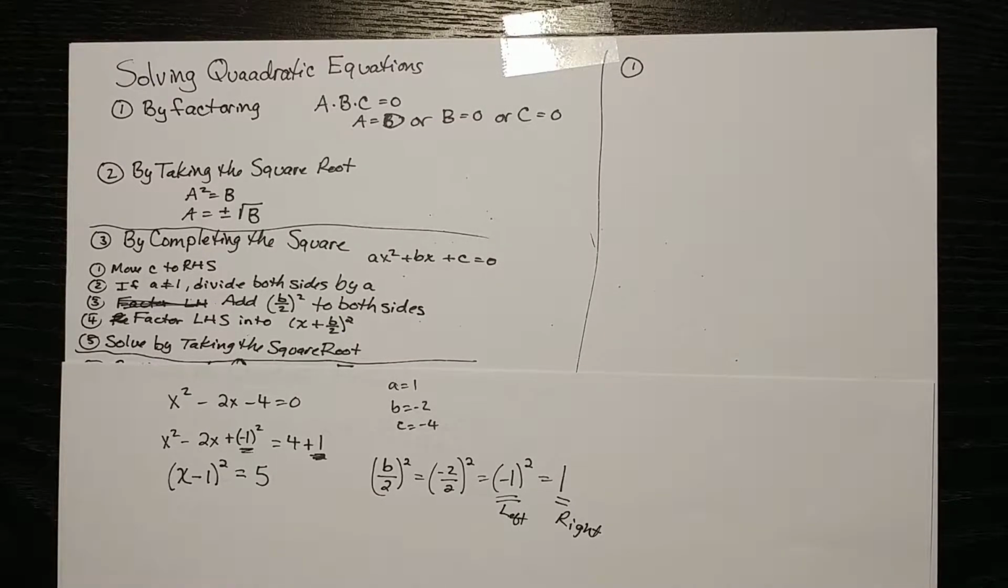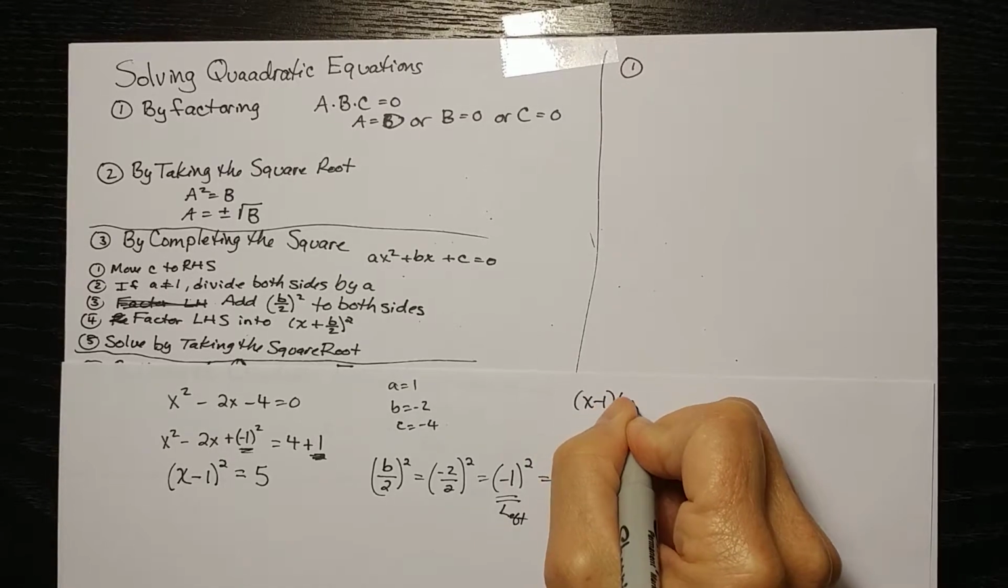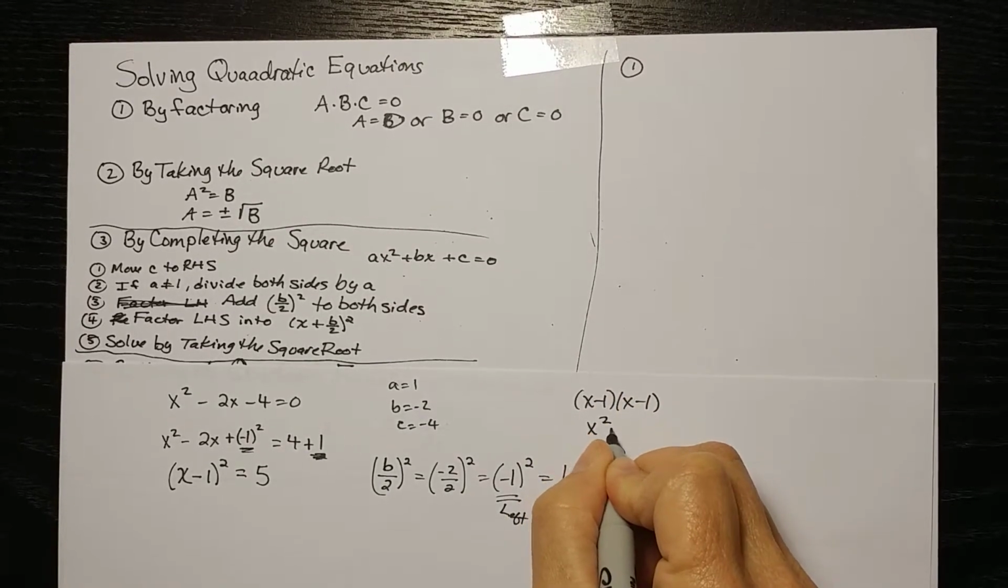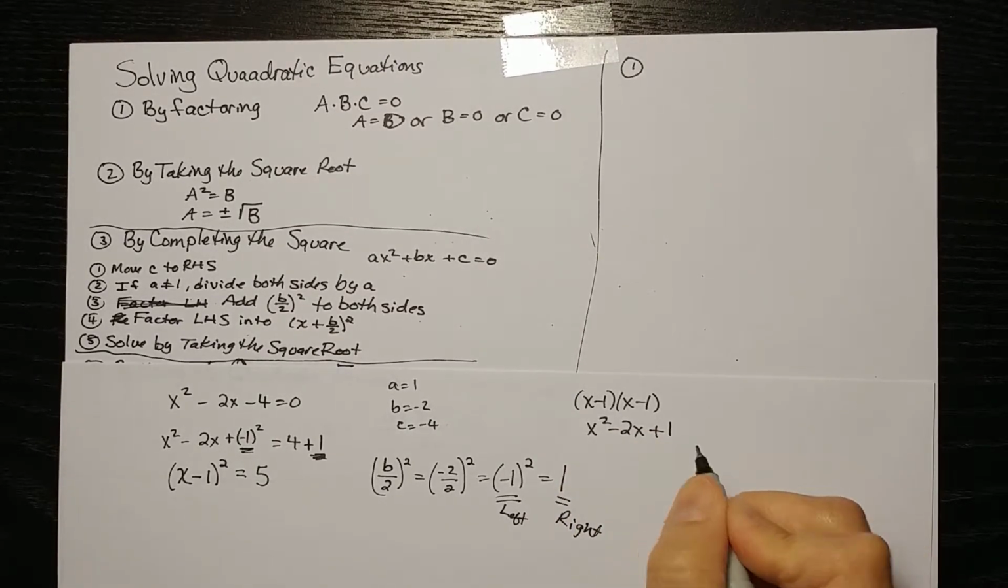Now most of the questions I get about completing the square is, what happened to the 2x? How did I just rewrite this left-hand side into this? Did I just ignore the 2x? No, I didn't. If you take x minus 1 squared and multiply this out, you'll find that it multiplies out to x squared minus 2x plus 1 if you FOIL or distribute that. So it's accounted for in this rewriting.